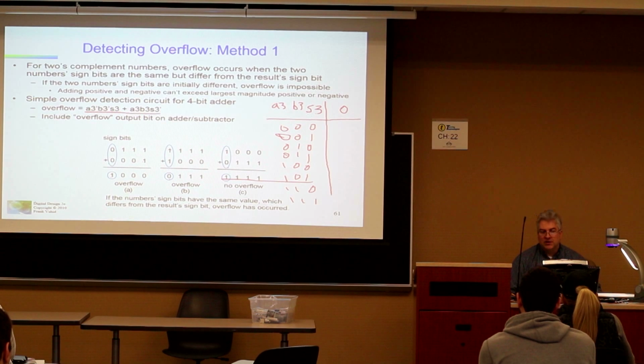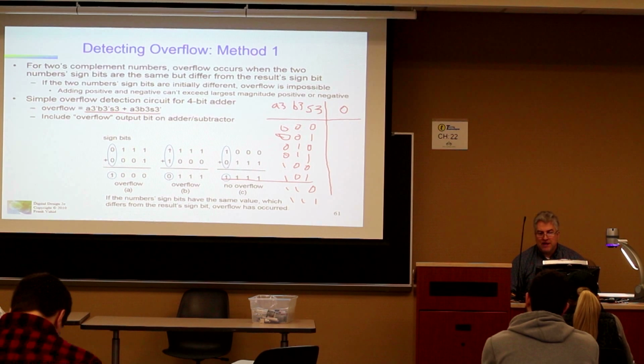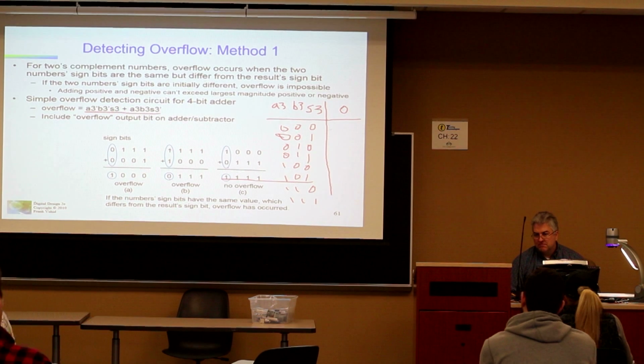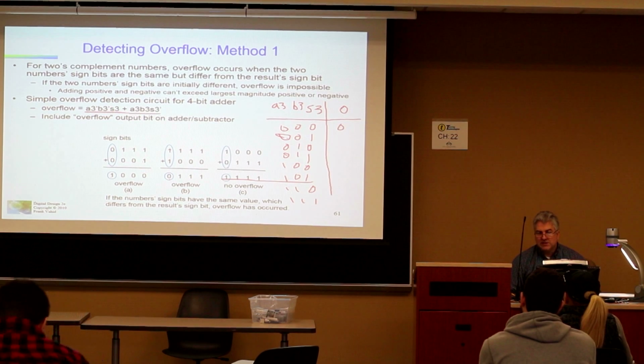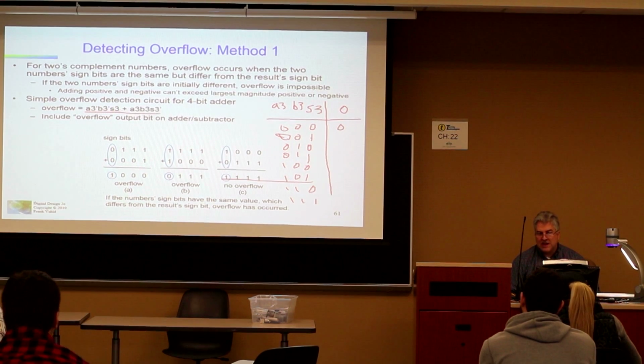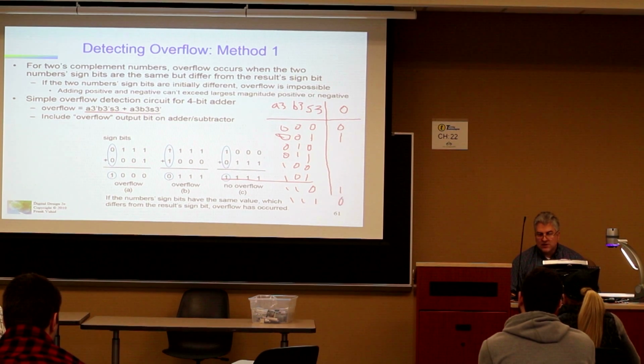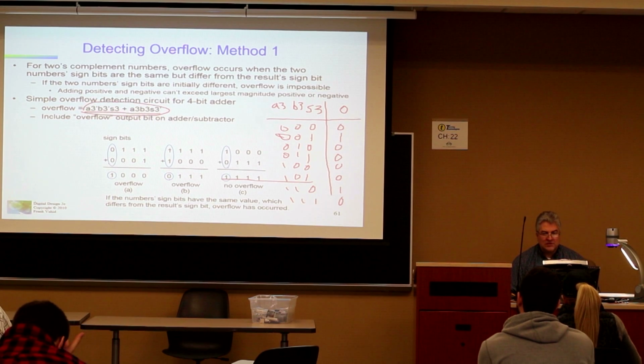When will we have a problem? Well, if you're adding something positive to something positive and you get a positive number, is that overflow? No. When you're adding something positive to something positive and you get a negative number, is that overflow? Yes. This is the same way. When you add something negative to something negative and you get a positive number, is that overflow? Yes. So now you're left with this, and if you try to simplify it, it cannot be simplified.